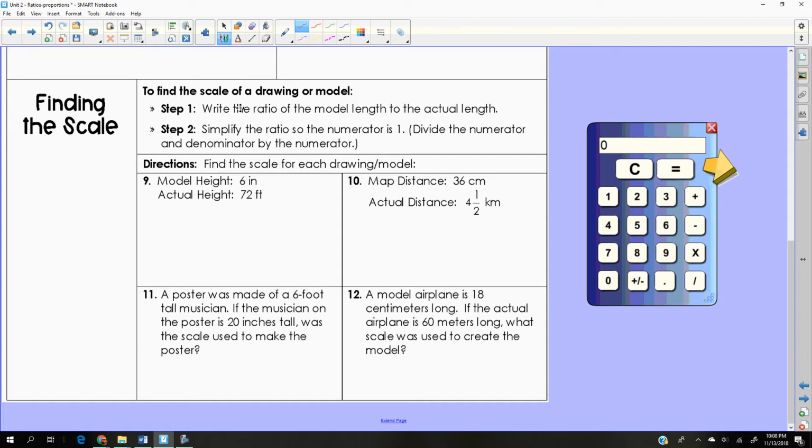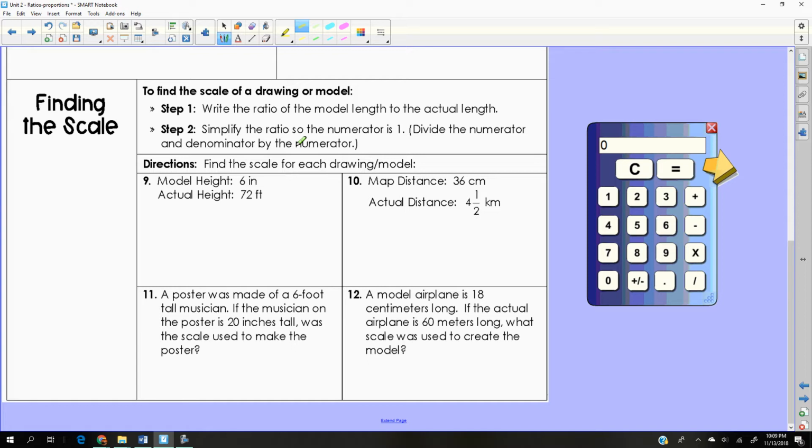So to find the scale of a drawing or a model, step 1, we're going to write the ratio of the model length to the actual length. And we're going to do these together. And then we're going to simplify the ratios so that the numerator is 1. We're going to divide the numerator and the denominator by the numerator.